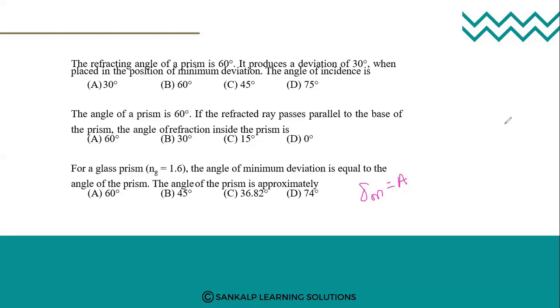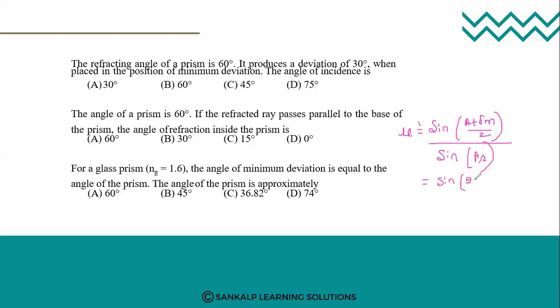In the question they have given angle of minimum deviation is equal to the angle of the prism. So we have the formula. The refractive index is equal to sine of (A plus delta m) by 2, divided by sine of A by 2. Here they are saying both are equal. Therefore, I can also write it as sine of (A plus A), A plus A will be 2A, by 2, and this is sine of A by 2.